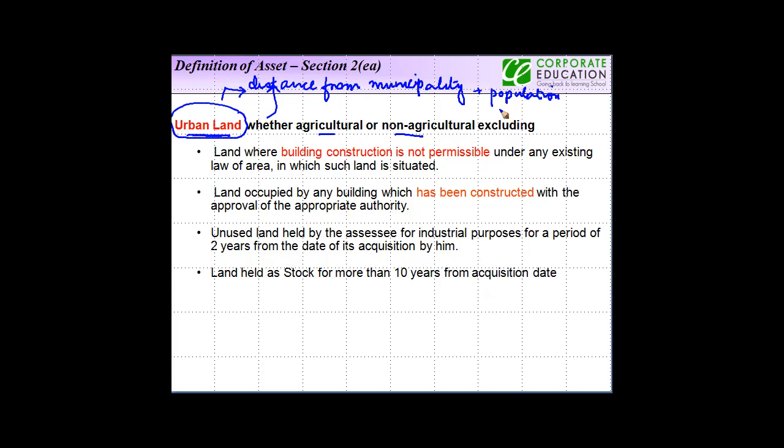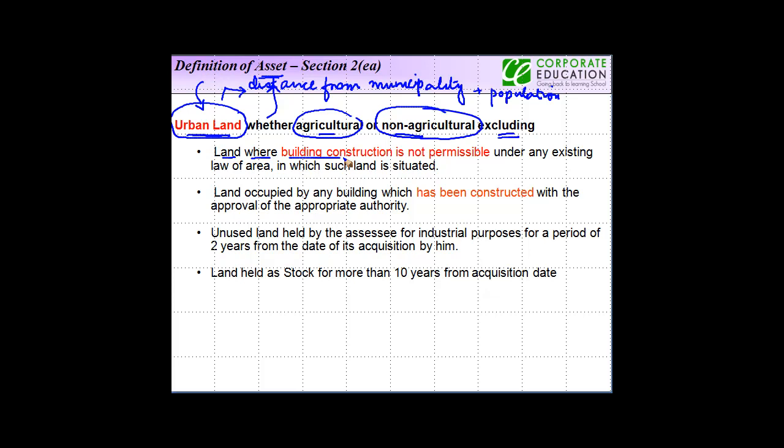So once these two criteria are satisfied and a land qualifies as an urban land, then it doesn't matter whether it is an agricultural land or a non-agricultural land. In both cases, this is going to qualify as an asset for wealth tax purposes. However, it excludes certain categories of lands which are discussed here.